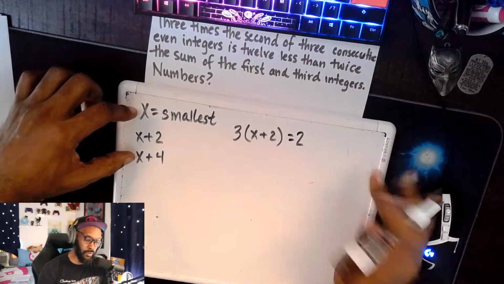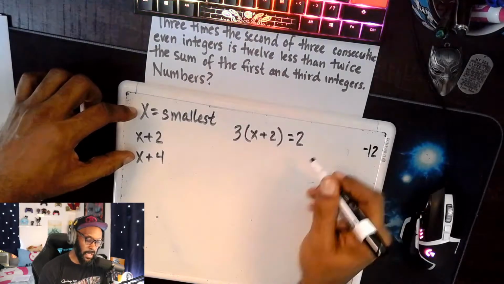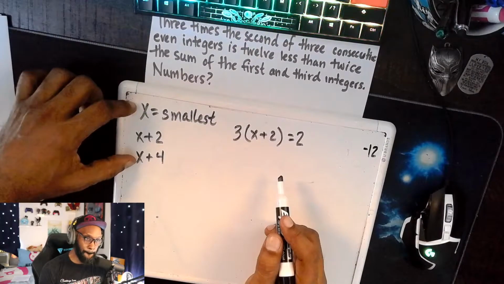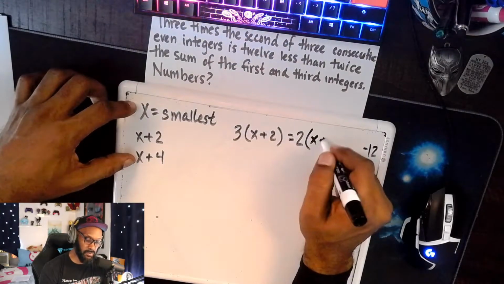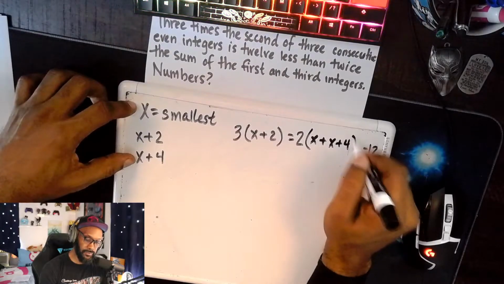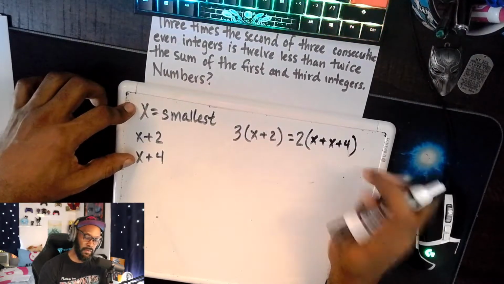All right, I'm gonna need a little more room here because I know that minus 12 gonna sneak in here, but twice the sum. Sum is addition, so I'm gonna add those together. That first one plus the third. And make sure I got that minus 12 sitting on there.